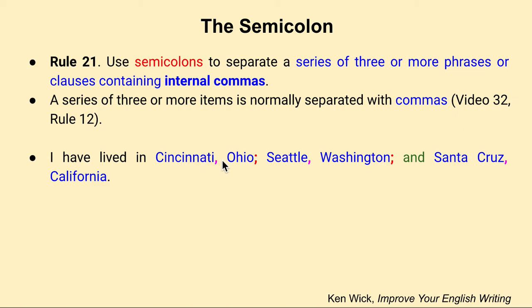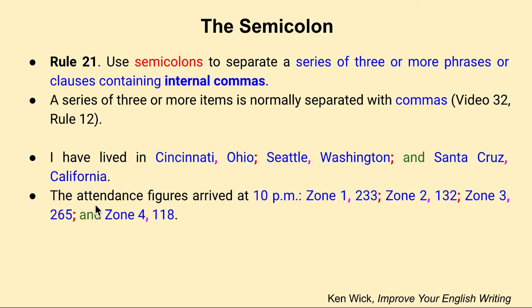I have lived in Cincinnati, Ohio; Seattle, Washington; and Santa Cruz, California. So here I'm doing city, state, city, state, city, state, and each in the series of 3 items already contains commas. So to separate each city and state, I don't use a comma because it would be very confusing. Imagine if these 2 semicolons were commas, this would actually be very confusing. But if you use a semicolon, you can tell the items apart much more easily. So once again, you have a series of items with internal commas, therefore you use semicolons to separate the items.